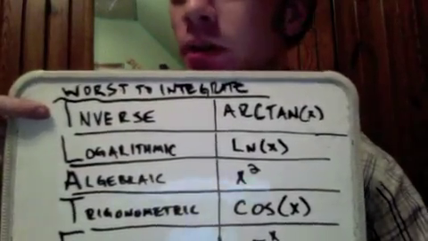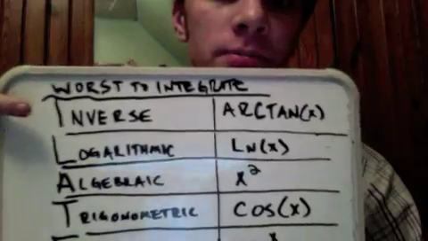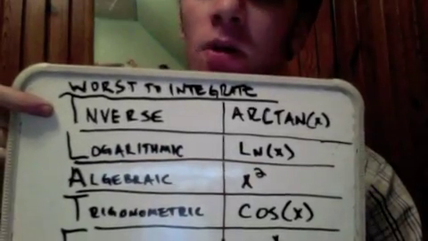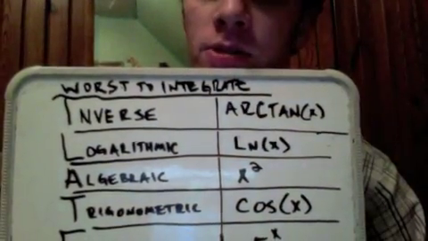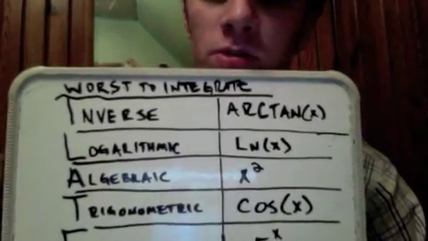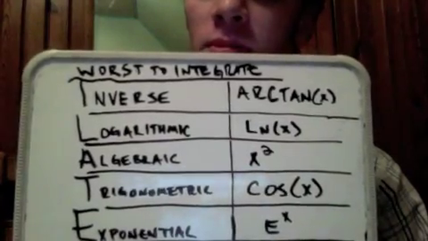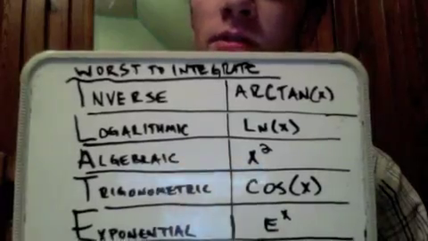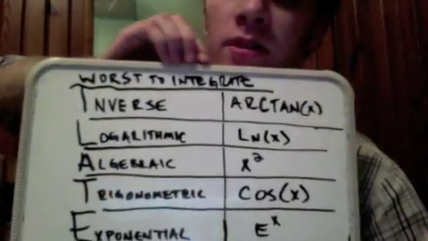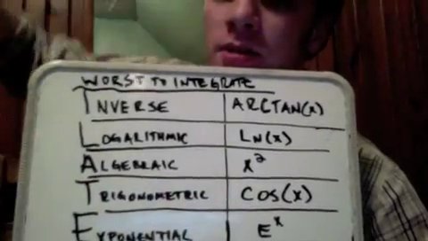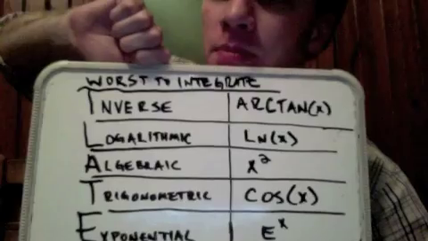So if you see an inverse function and you need to integrate by parts, you want to differentiate that. Something such as arctangent x is a good thing to differentiate. Logarithms are usually pretty good to differentiate. As for algebraic functions, they're usually good to differentiate because they go away pretty quickly if you differentiate them.